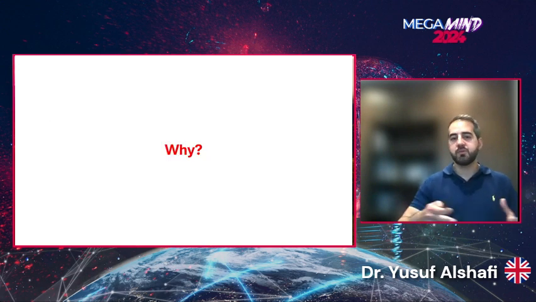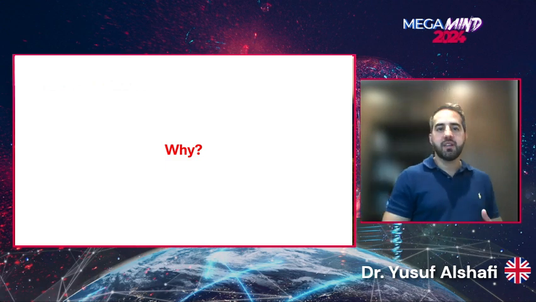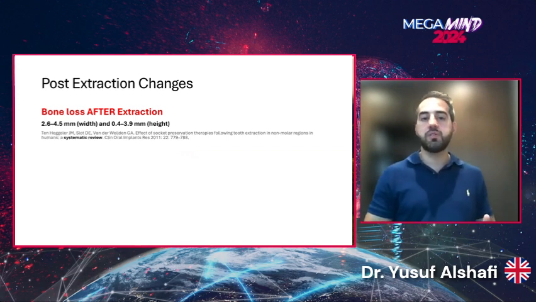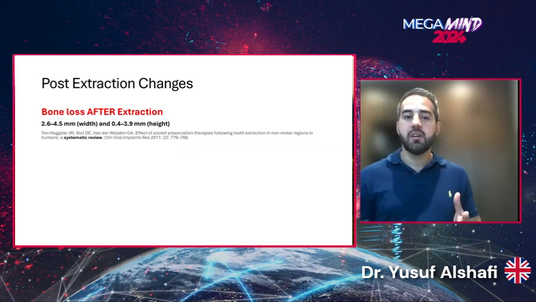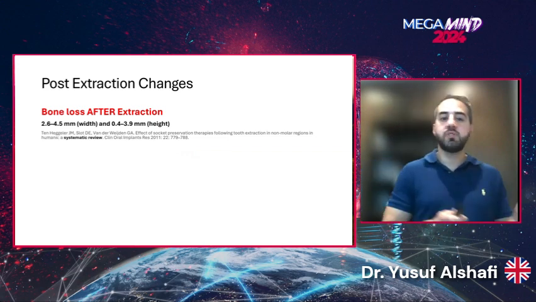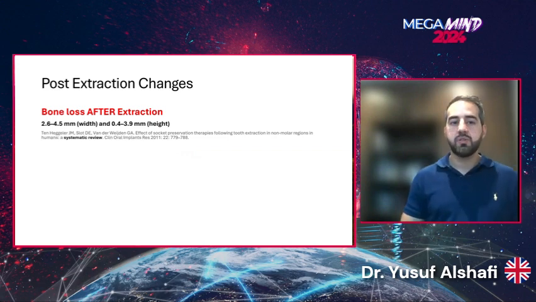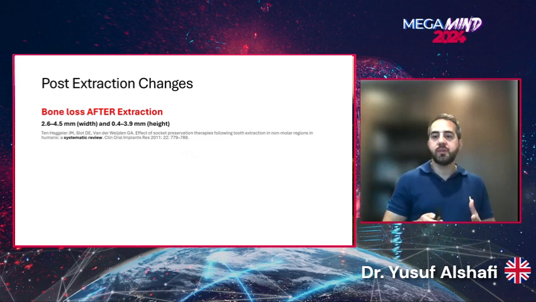So firstly, why are we doing this treatment? What is the point? Why is everyone talking about socket shield in recent years? Now, the first thing to know is the socket does undergo some changes after a tooth is removed. And with this systematic review, we can see that those changes vary in height between 0.4 and 3.9 millimeters. And also in the width, there's a range between 2.6 and 4.5 millimeters. This is how much the socket is resorbing.